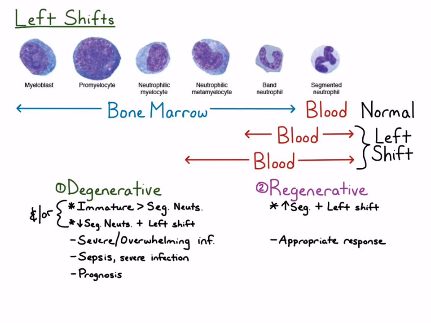So there you have it. The left shift is when there's increased numbers of immature forms in blood. There's a degenerative left shift when there's too many immature neutrophils compared to segmented neutrophils. And a regenerative left shift is when there's a neutrophilia with a left shift.